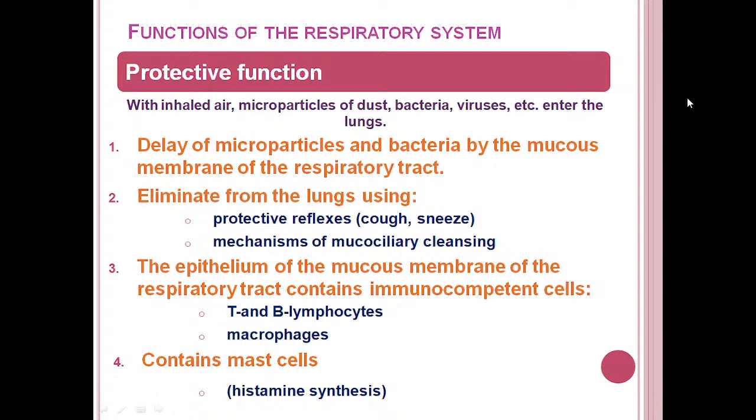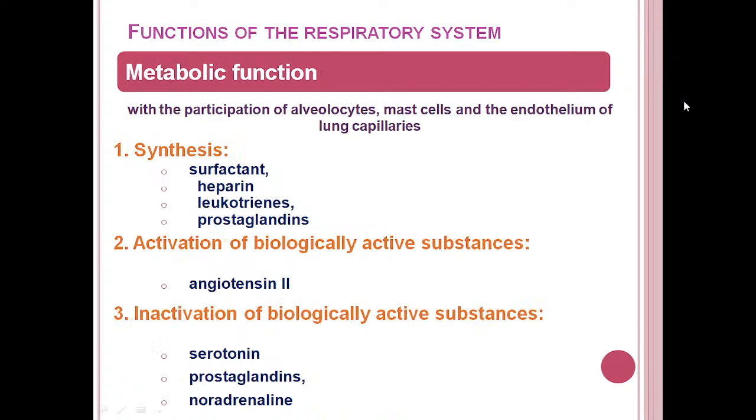The third way is that the epithelium of the mucous membrane of the respiratory tract contains immunocompetent cells. What kind? T and B lymphocytes and macrophages. And the fourth one contains mast cells, and it is vitamin synthesis. This protective function is important for you, for your patient, to protect them from inflammation.